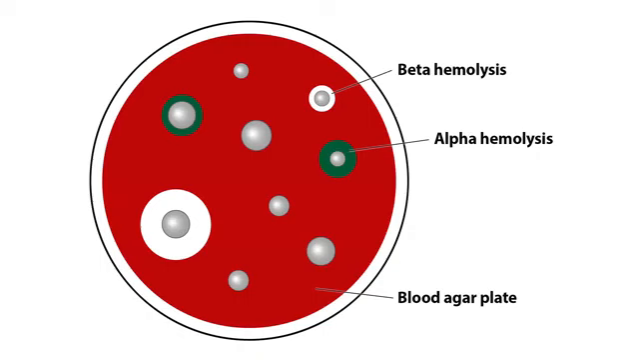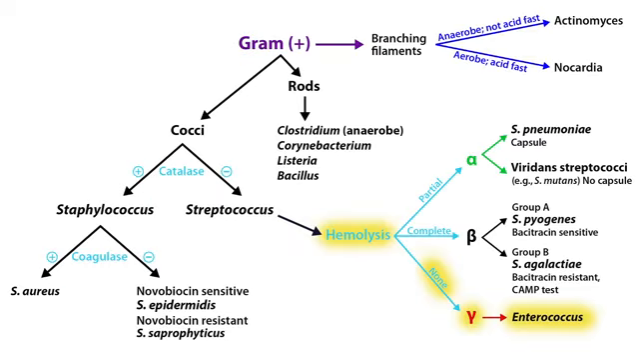And finally, there is gamma hemolysis, and this occurs when there's no hemolysis. So there's no little ring of any kind of discoloration around that bacterial colony, and this is typical of enterococcus. So a catalase negative gram-positive coccus without hemolysis on blood agar is likely enterococcus.